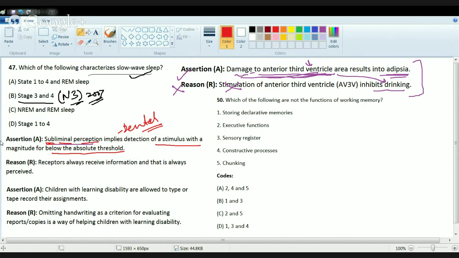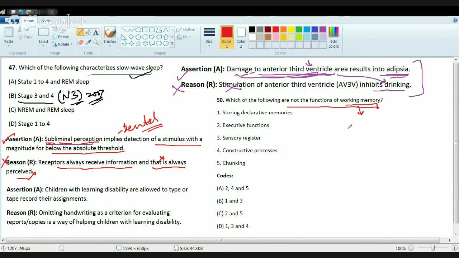So the assertion is correct. Then the reason says receptors always receive information, that is correct, but that it is always perceived is incorrect. We cannot say that all the information received by the receptor is perceived. So that's an incorrect statement. So A is correct and the reason is incorrect. Now the next question: which of the following are not the functions of working memory?